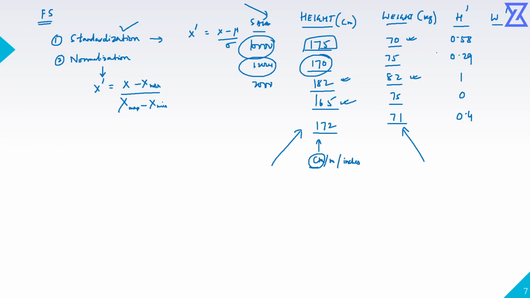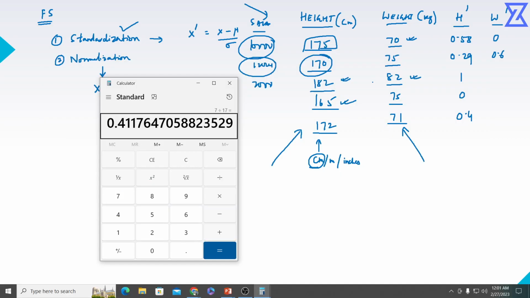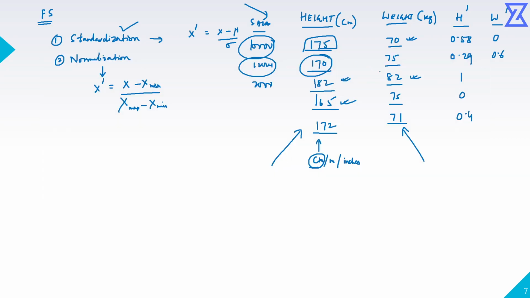Same I will do for weight. 70 minus 70, it will be 0. 75 minus 70, 5 divided by 8, is around 0.6. This will be 1. 75 will be 0.6. 71 will be 71 minus 70, 1 divided by 8, around 0.1.